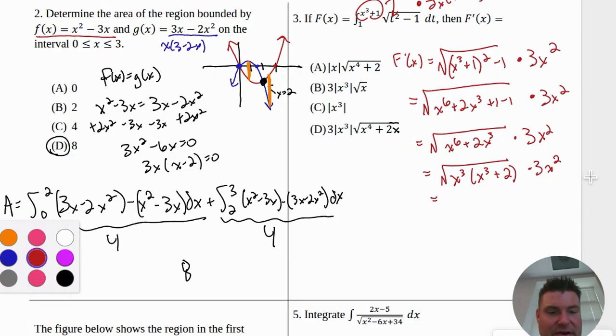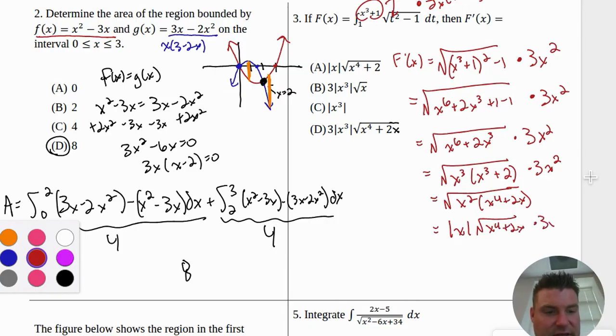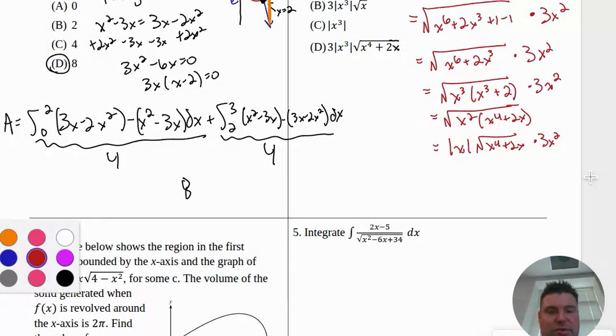So what's going to happen here is I'm actually going to rewrite this. This is just x squared times x to the 4th plus 2x, because I can't pull out an x cubed inside of a square root, but I can pull out an x squared, which is going to give me the absolute value of x times x to the 4th plus 2x times 3x squared. Since x squared is already going to be positive no matter what, this is equivalent to saying 3 absolute value of x cubed, because x is always going to be positive because of the square root.